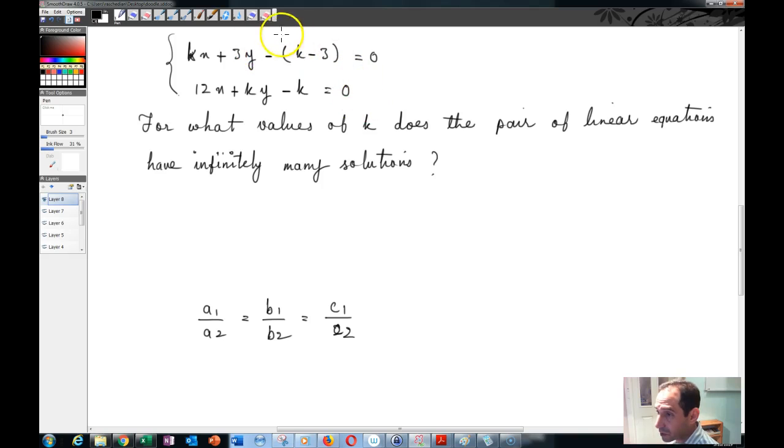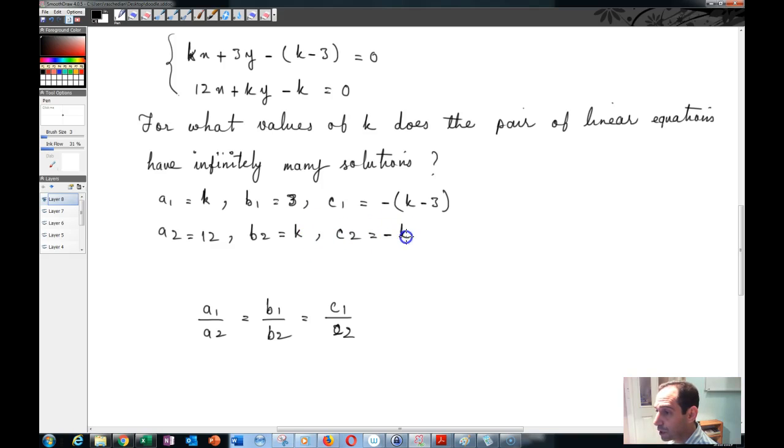Over here, in this pair of linear equations, your A1 is equal to K, and B1 is equal to 3, and C1 is equal to negative K minus 3, A2 is equal to 12, B2 is equal to K, and C2 is equal to negative K. Okay, so now let's see how we can solve this problem.